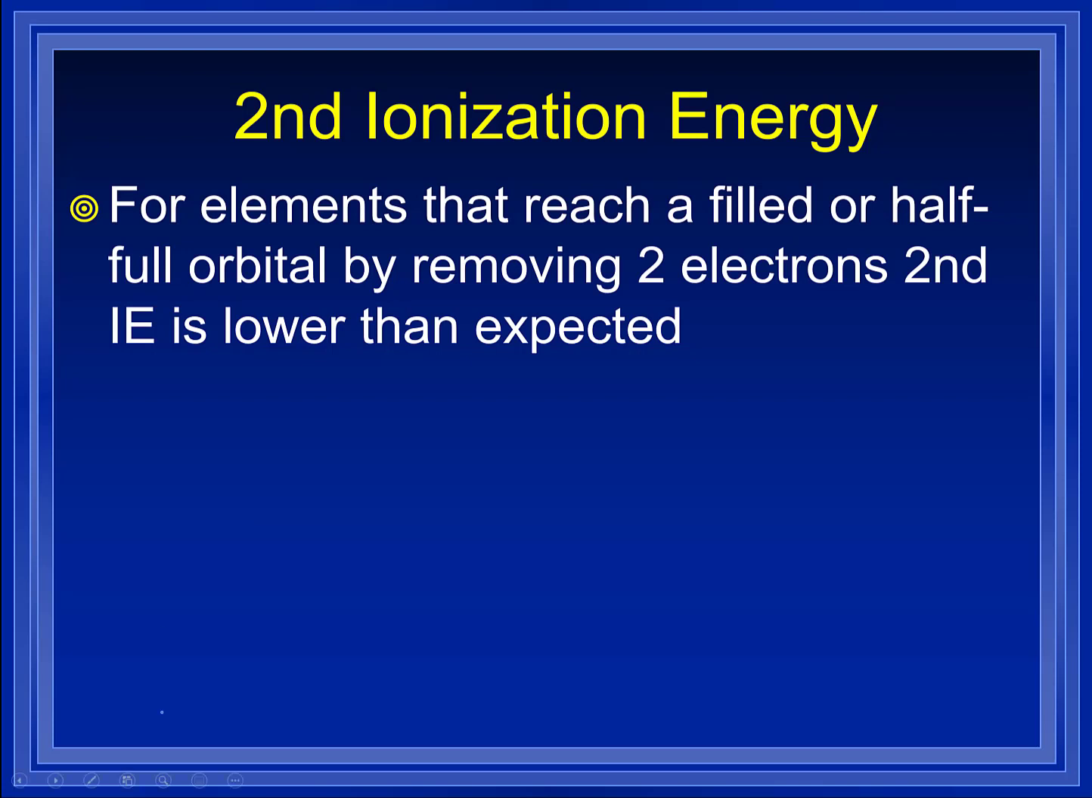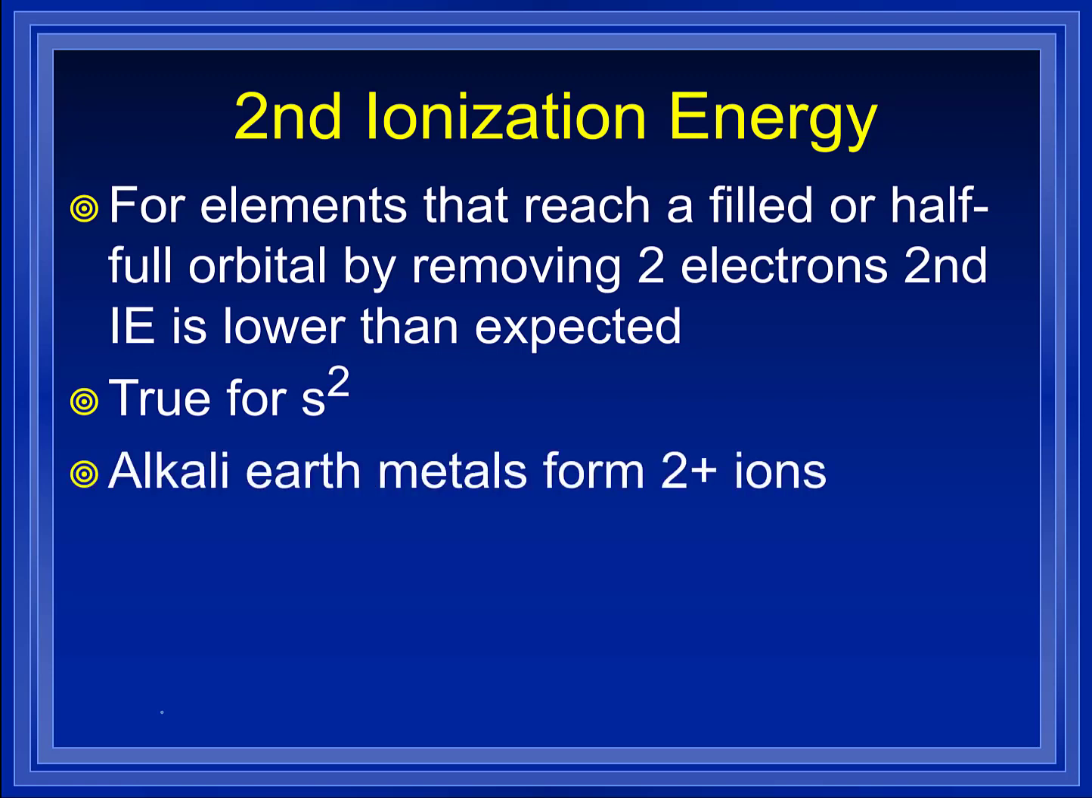Wait, can you repeat that? Okay, so if you're at p2 and you lose 2 electrons, first you lose the first one with the first ionization energy, and you lose the second one, you're going to be full at s2, so it's going to be easy to lose that second electron. Same for p5. It's also true for s2. For s2, it's going to be really low because I'm not just making a full or half-full orbital, I'm making a full energy level. So alkaline earth metals always form 2+ ions.